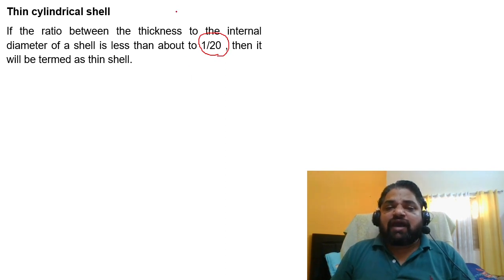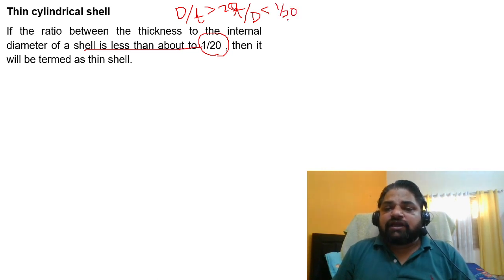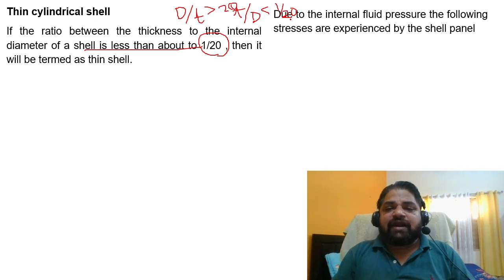Here you just see, earlier we took d by t, now it is explained as t by d. So if d by t is greater than or equal to 20, we say it's a thin cylinder. Now it says if t by d is less than or equal to 1 by 20, then we say it's a thin cylinder. The same definition has been turned over, just a reverse of that. Some books also define it in this form, that's why it has been written this way.